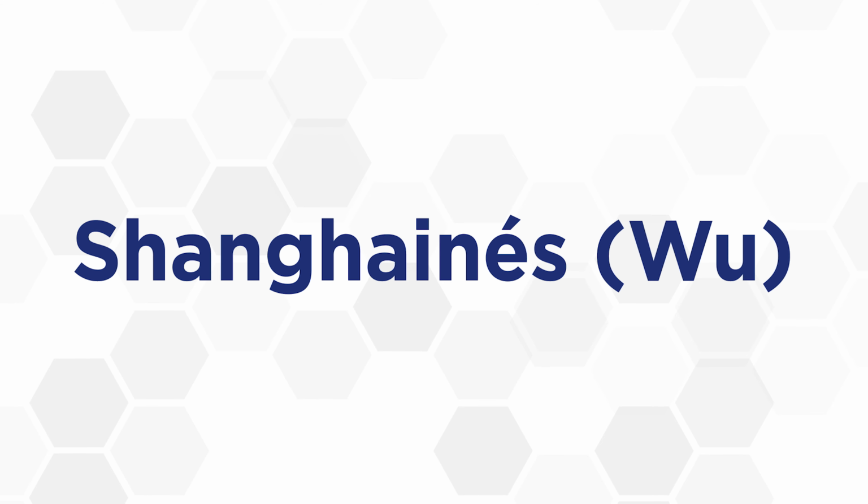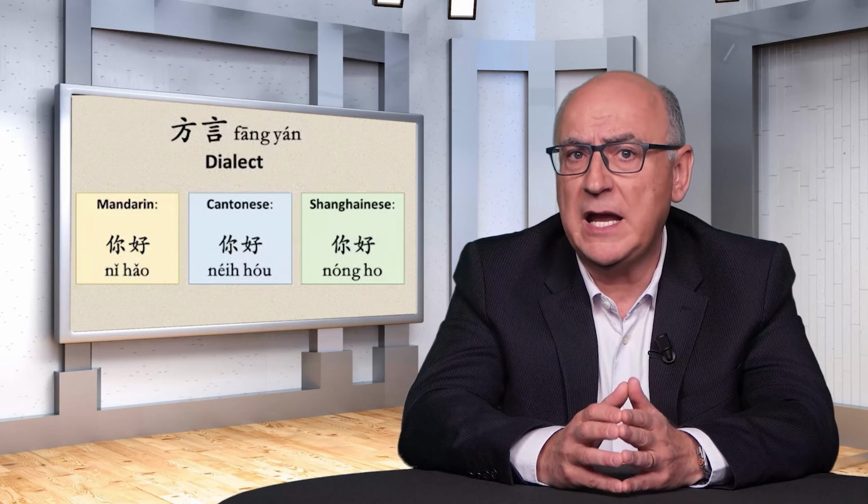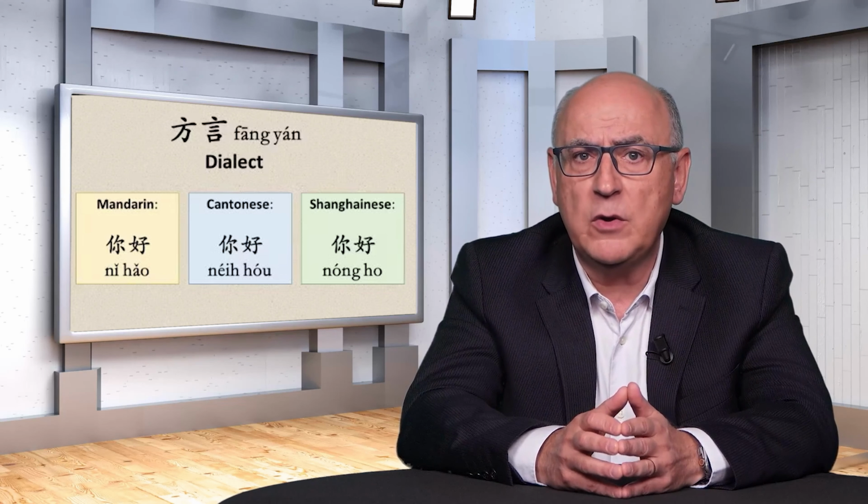Besides Mandarin and Cantonese, there are other varieties of Chinese that deserve attention. Some of the most important ones are Shanghainese, which is part of the Wu dialect group, mainly spoken in the Shanghai region and its surroundings. This Shanghai dialect is distinguished by its different tonal system and its pronunciation, which can sound very different from Mandarin to non-speakers.